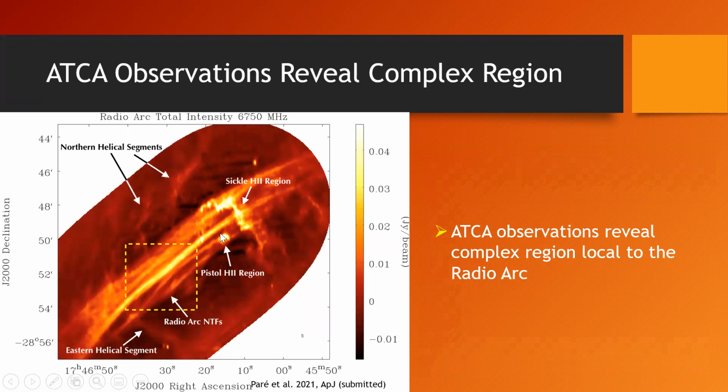So this is a total intensity image obtained using our follow-up ATCA data. And you can see that we obtain the same basic features, or basically resolve the same features we saw in our VLA data. We pick out the same filaments observed in the VLA and also the same H2 regions. And this yellow box here marks the region of polarized intensity for the radio arc.